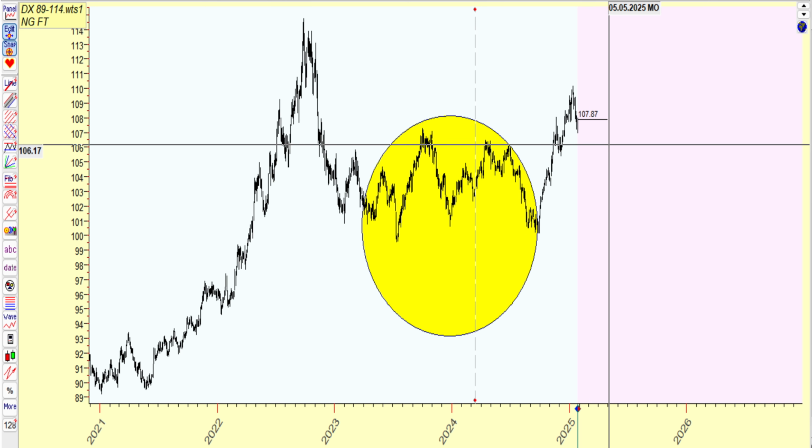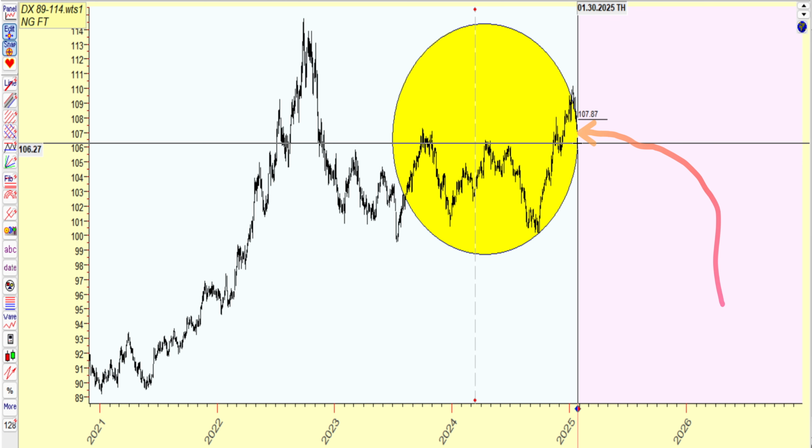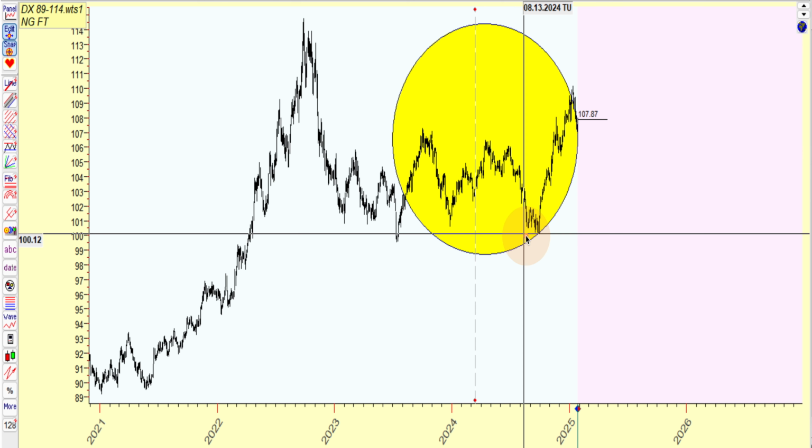The ellipse technique that I used here showed me a possible turning point, and so far you can see this nice move to the upside worked out. We are now on another ellipse technique, which is right here where we are currently, the 28th, 29th. So let's see what's going to happen here.